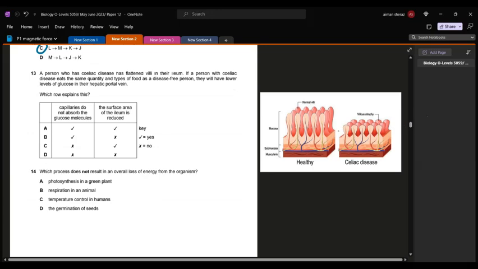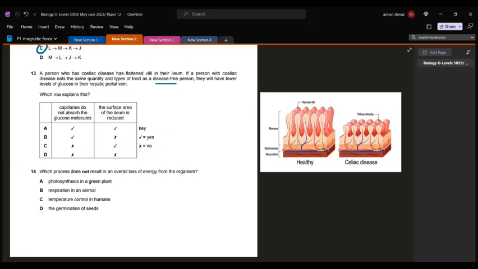Question number 13. A person who has coeliac disease has flattened villi in their ileum. If a person with coeliac disease eats the same quantity and types of food as a disease free person, they will have a lower level of glucose in their hepatic portal vein. So, which row explains this?